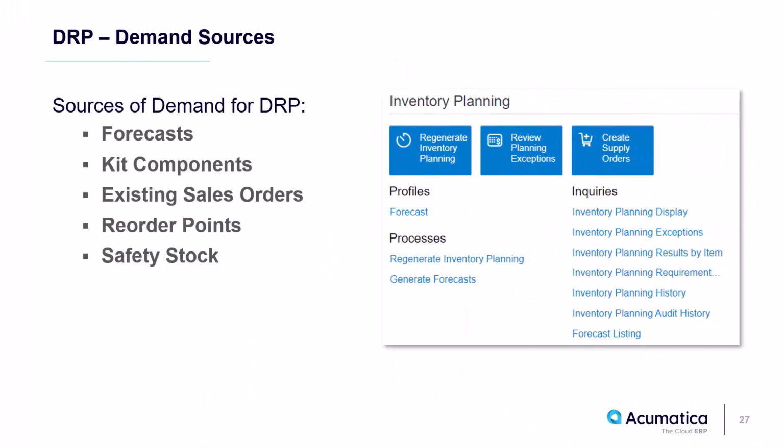Acumatica's DRP module calculates its supply plan based on a number of sources of demand, including forecast, kit components, existing sales orders, reorder points, and safety stock. Lead time is also factored in to ensure a just-in-time plan based on your specific supply and demand requirements. Now let's move into the application to see a demo of Distribution Requirements Planning.